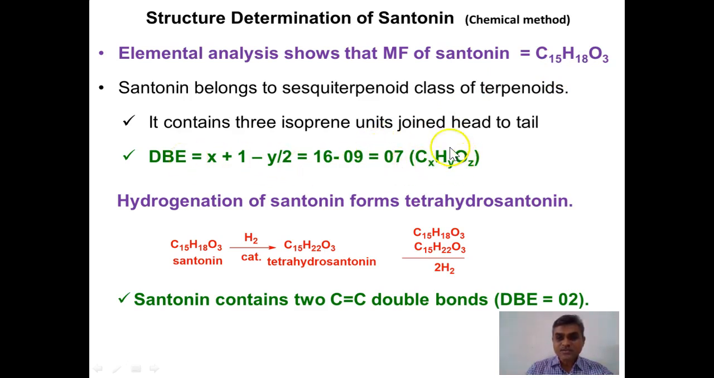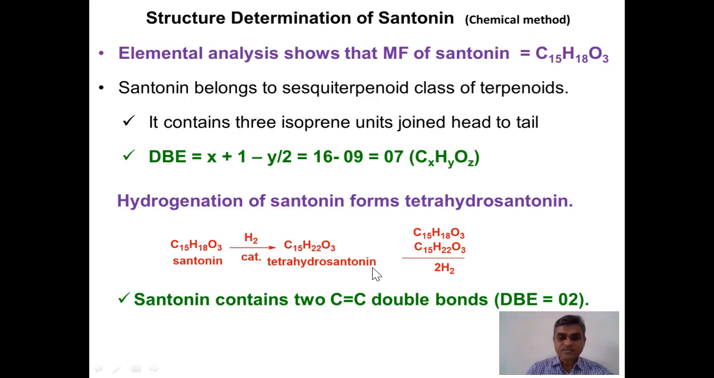So 7 degrees of unsaturation in Santonin means that Santonin may contain 7 double bonds, or 7 rings, or some combination of double bonds plus rings. So in the coming investigations, we have to find out the nature of this unsaturation. To find out the nature of this unsaturation, the simple experiment of hydrogenation is carried out. When Santonin is subjected to hydrogenation in presence of a catalyst, it forms tetrahydrosantonin.